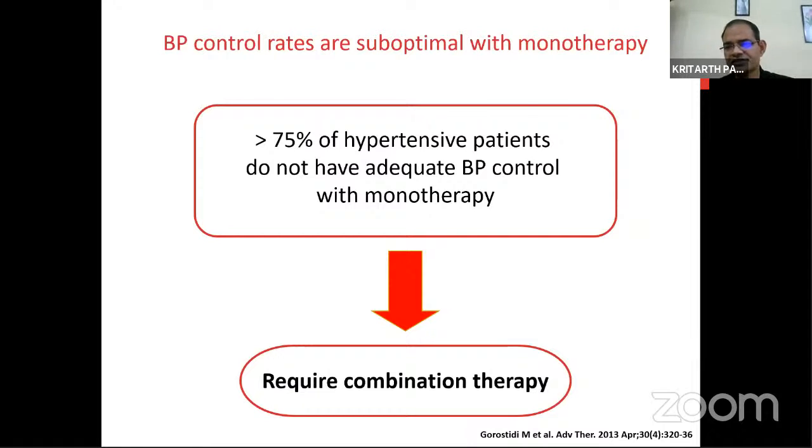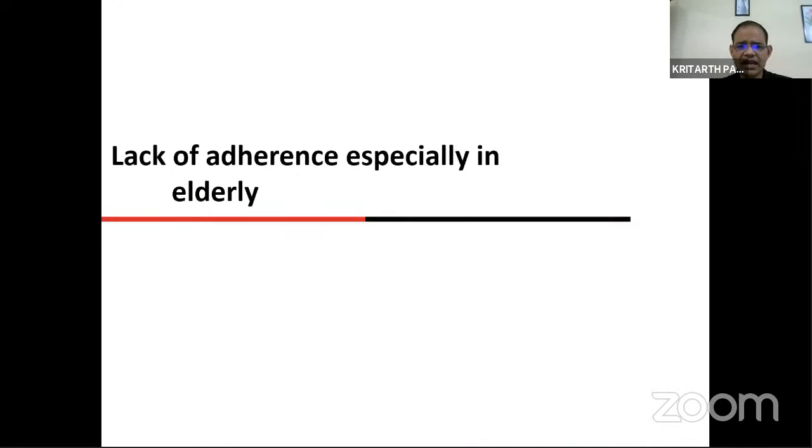So, if systolic blood pressure is high, increase the first basic drug's dose and then add another drug, so that we can act on two different receptor levels, and more efficient blood pressure control can be achieved. Lack of adherence, especially in the elderly.